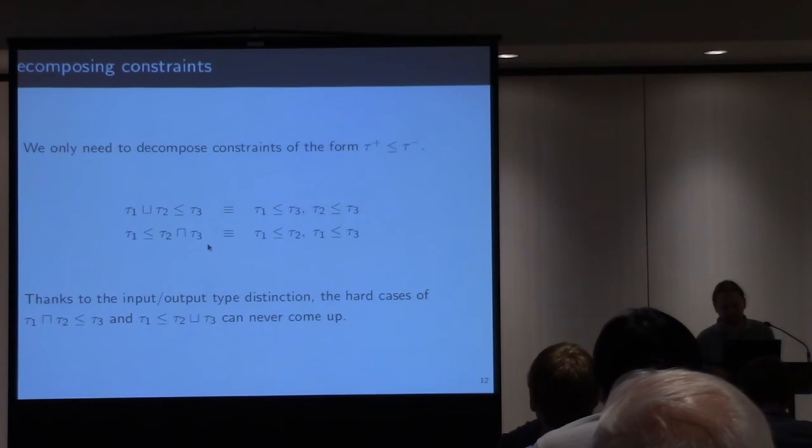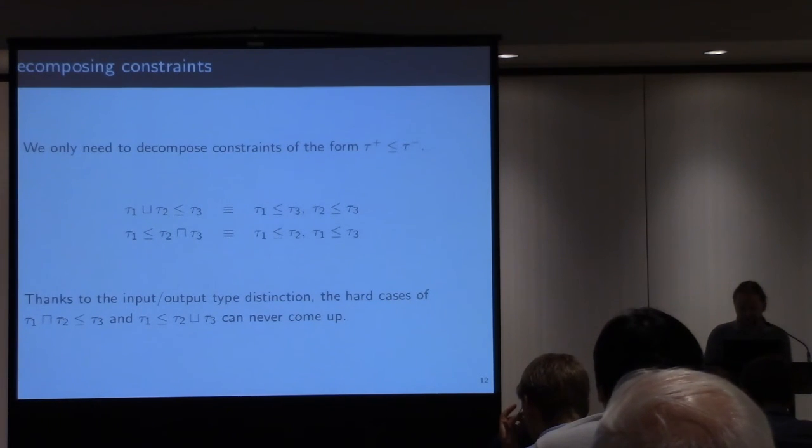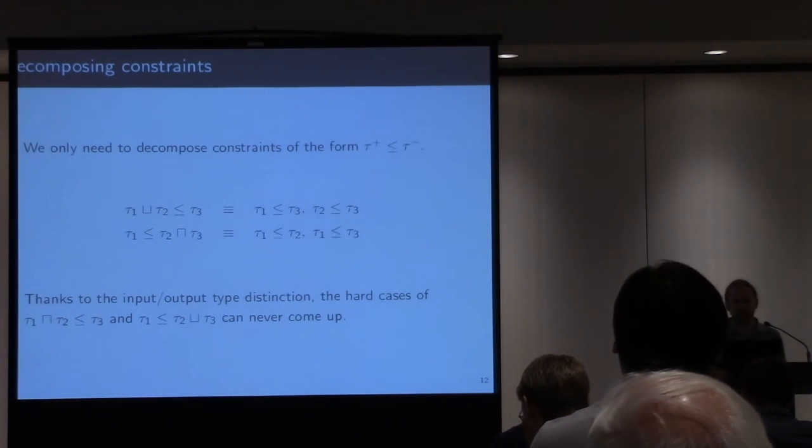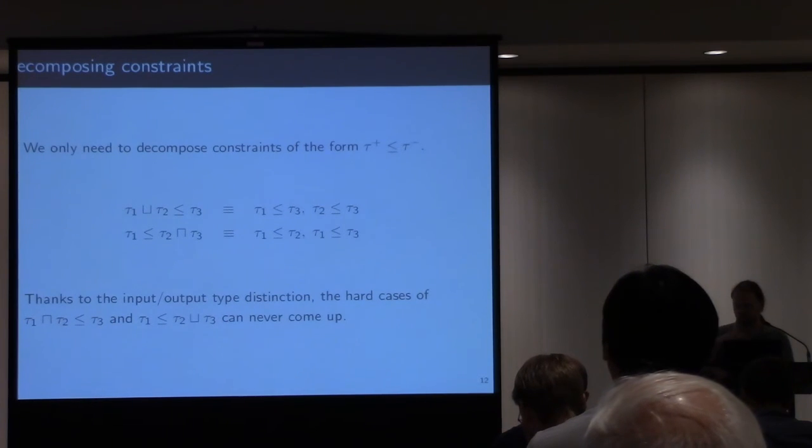A meet on the right is equally easy to deal with. T1 less than T2 and T3 is T1 less than T2 and T1 less than T3. The difficult cases are having a meet on the left or a join on the right. But by maintaining these syntax restrictions through inference and polymorphism substitution, and the entire point, maintaining through every stage of type checking, we can guarantee that they never come up.